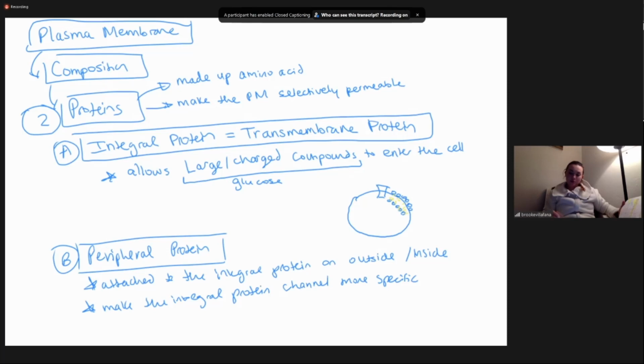Now our integral protein looks something like this. It's kind of like this channel. It has like a gateway through it. And through that gateway, glucose, this is our glucose, can fit. So if you picture it, anything that can fit just comes through. Does that make sense? If it's an integral protein, anything that can fit can pass through and come into the cell. So in this scenario, glucose is coming into the cell, okay?